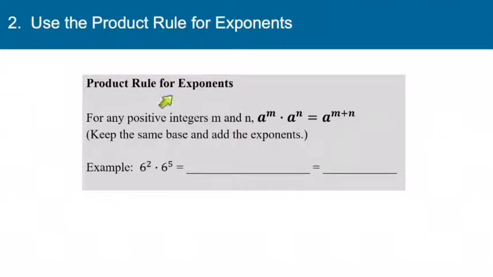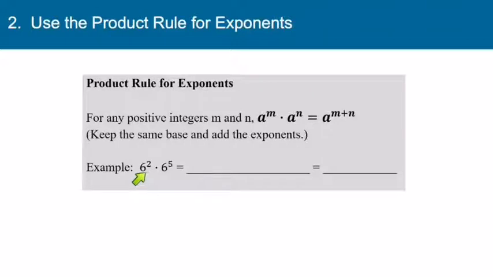So here it is officially written down, the product rule for exponents. For any positive integers m and n, a to the m power times a to the n power is equal to a, same base, to the power m plus n. So we add the exponents. Keep the same base and add the exponents.